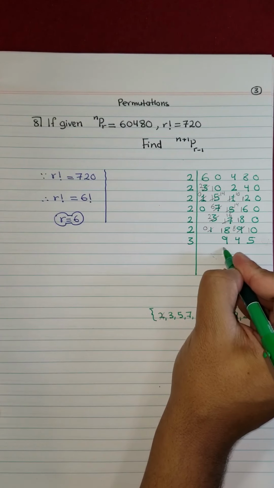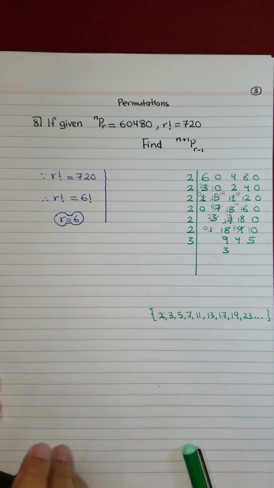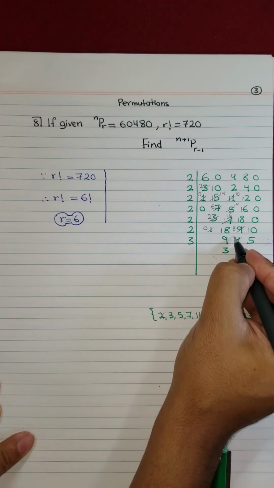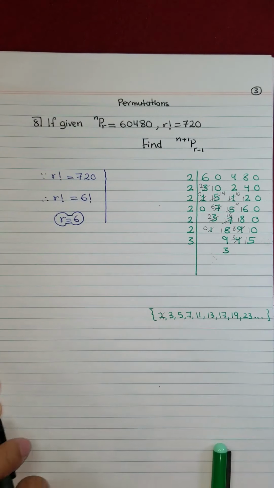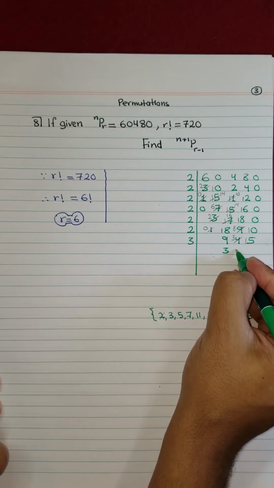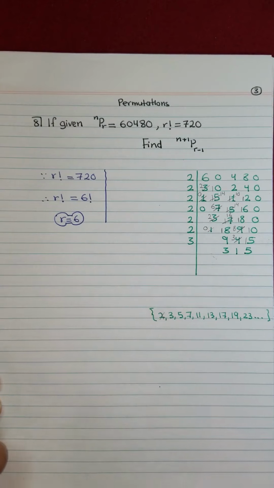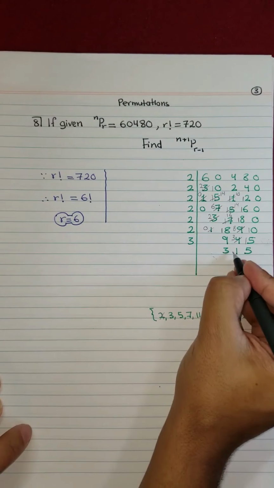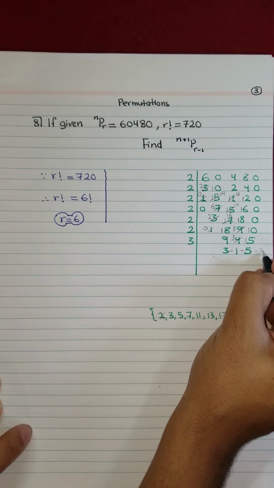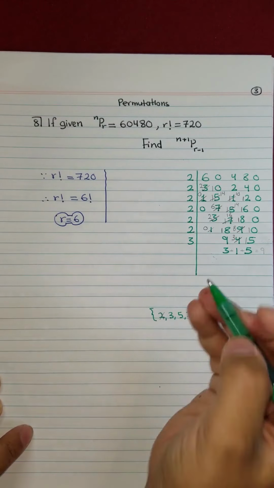9 divided by 3 is 3. 4 divided by 3 is not possible. So we reduce it, becomes 3. This becomes 15. 3 divided by 3 is 1. 15 divided by 3 is 5. 315. Add them together, you'll get 9, which is good. So 9 can be divided by 3. So let's divide by 3.